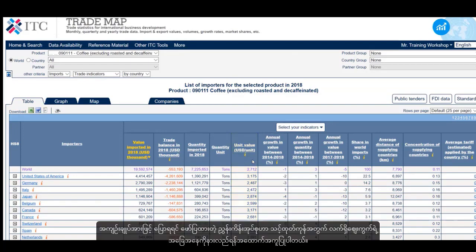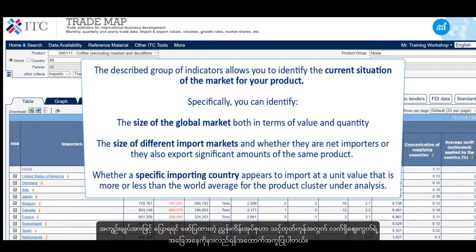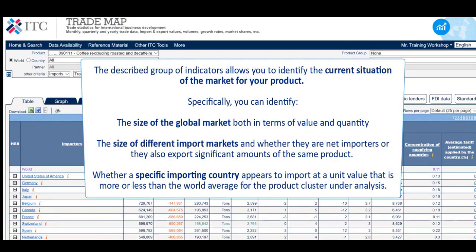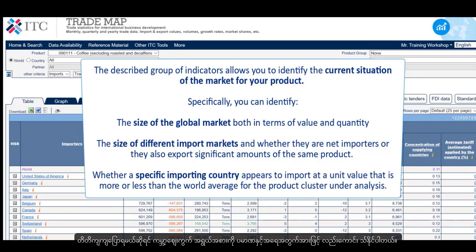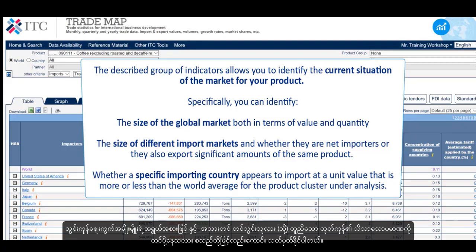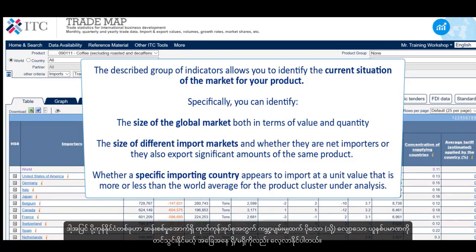To summarize, the described group of indicators allows you to identify the current situation of the market for your product. Specifically, you can identify the size of the global market both in terms of value and quantity, the size of different import markets, and whether they are net importers or they also export significant amounts of the same product. You can also see whether a specific importing country appears to import at a unit value that is more or less than the world average for the product cluster under analysis.